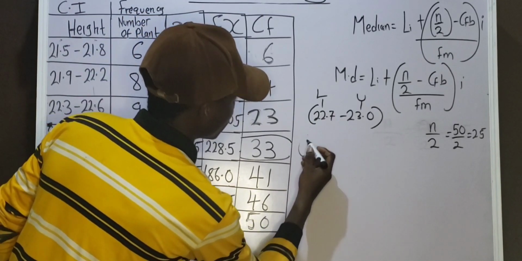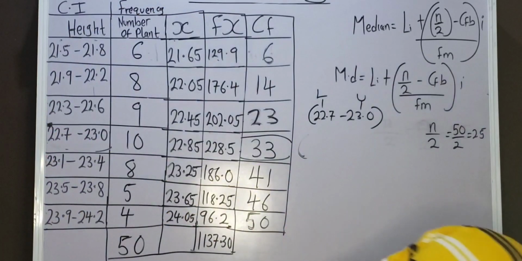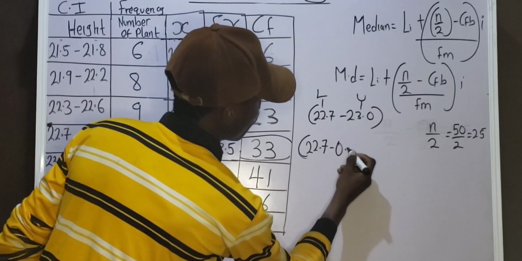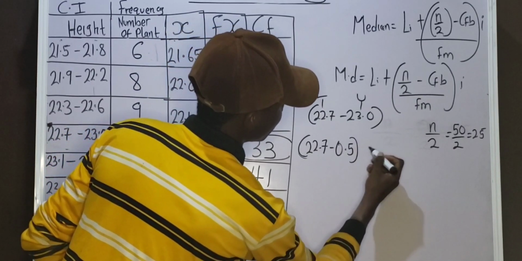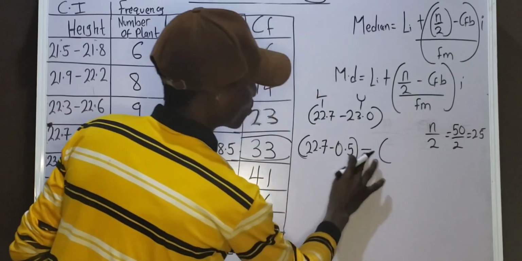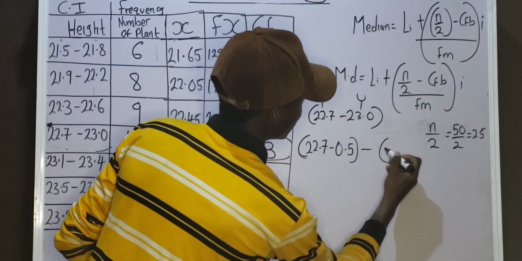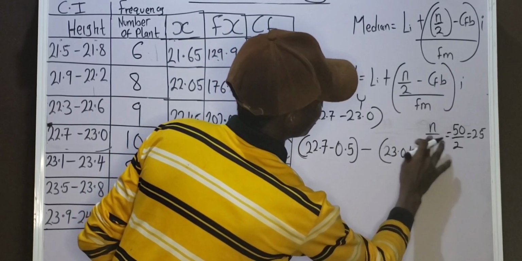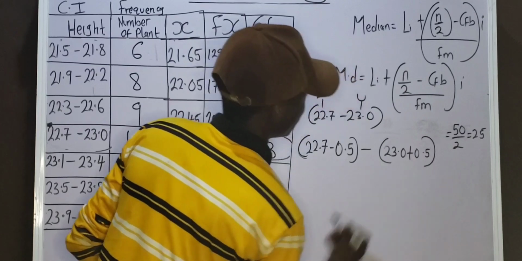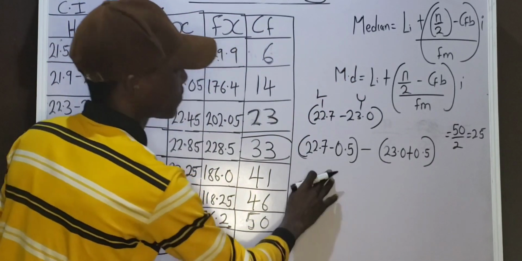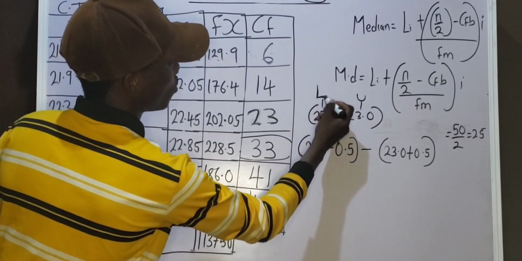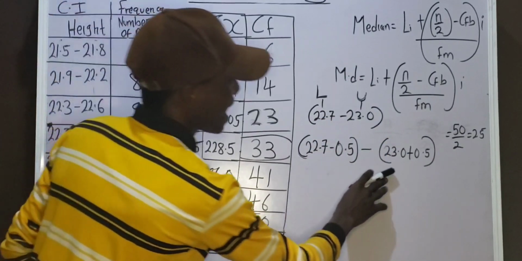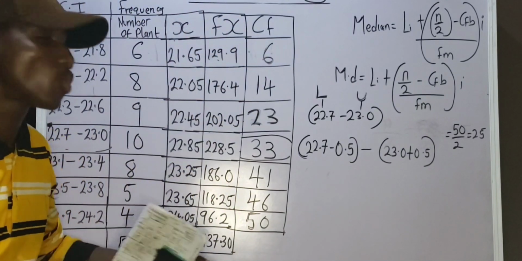For this, I'm going to have 22.7 minus 0.5. Then this is a dash, so it's not minus, okay? 23.0 plus 0.5. Are you getting it? I subtract 0.5 from the lower class interval. Don't forget that this is the lower class interval and this is the upper class interval. I subtract 0.5 from the lower class interval and add 0.5 to the upper class interval. So this is my class boundary.